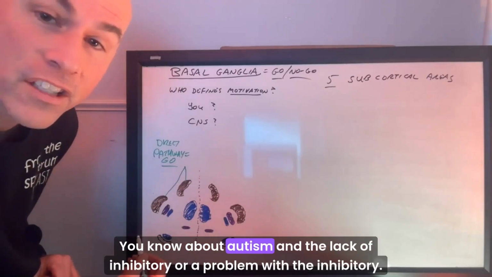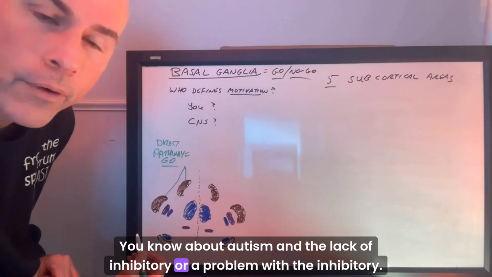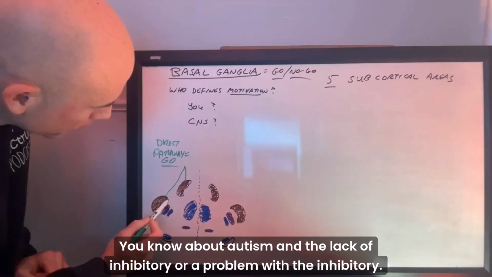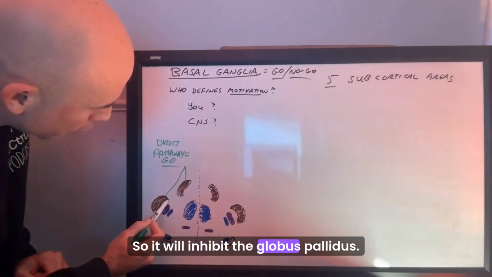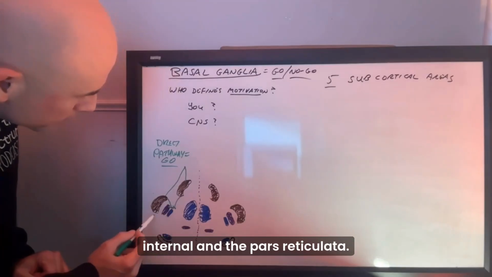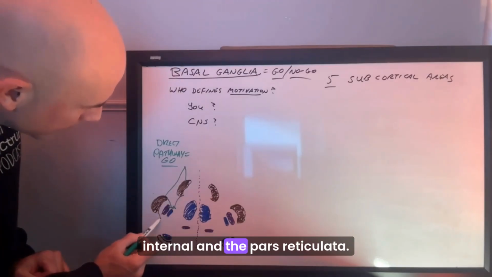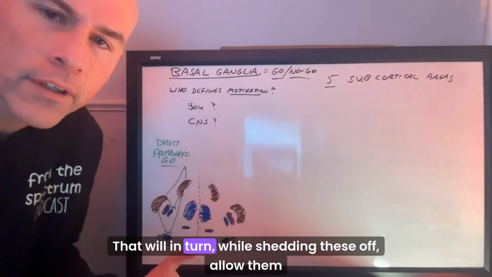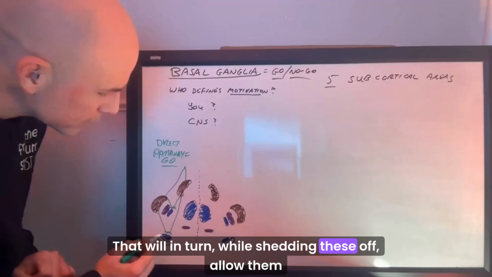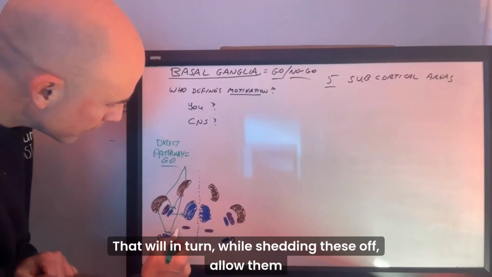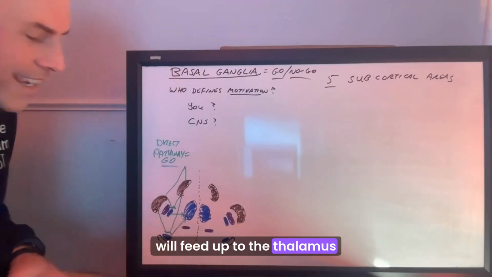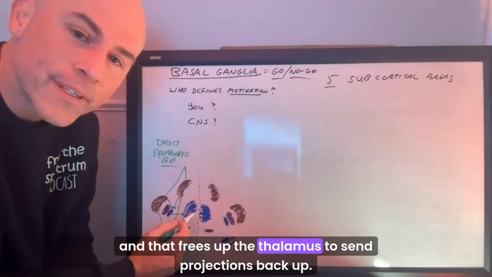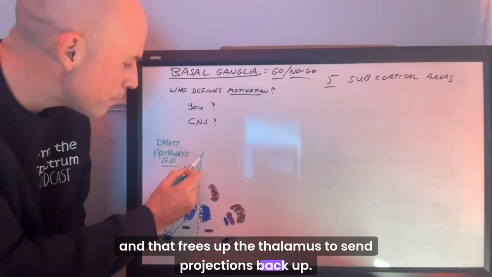You know about autism and the lack of inhibitory, or a problem with the inhibitory. So it will inhibit the globus pallidus internal and the pars reticulata. That will in turn, while shutting these off, feed up to the thalamus, and that frees up the thalamus to send projections back up.